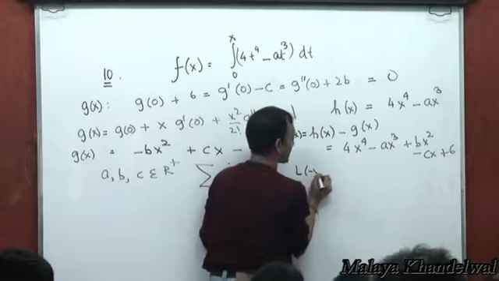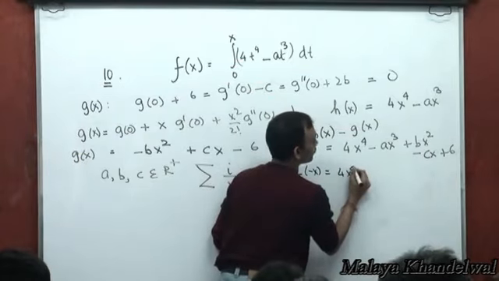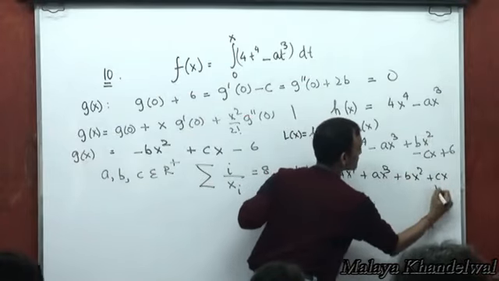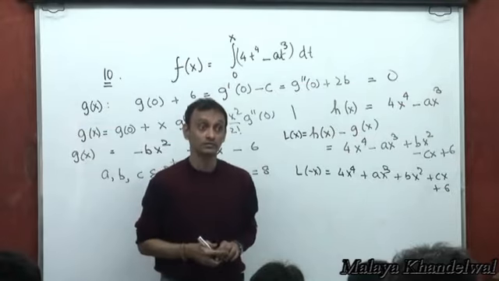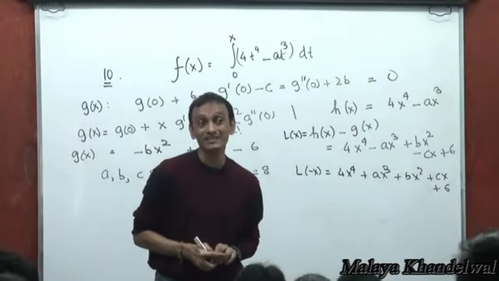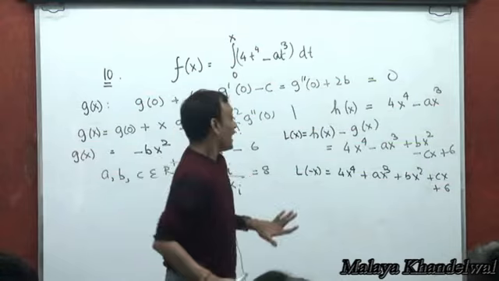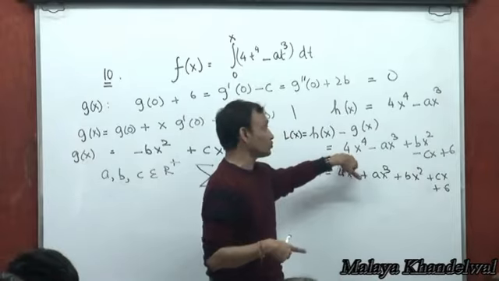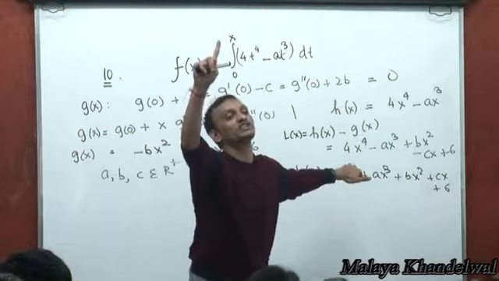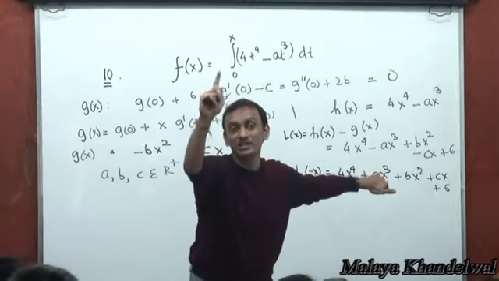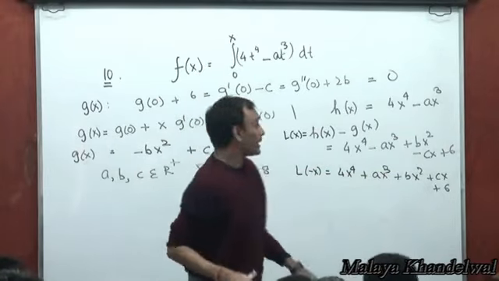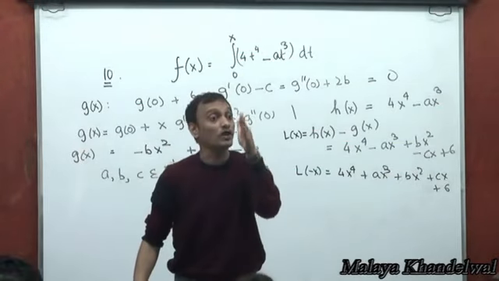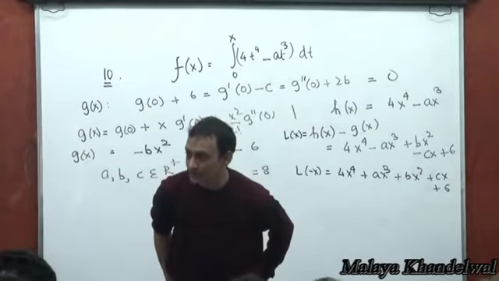If you look at L(-x), that's 4x^4 plus ax^3 plus bx^2 plus cx plus 6. No change of sign. That means no negative real roots, and all roots are real. If it has no negative real roots, all the 4 roots must be positive and real. Yes or no? That means these x1, x2, x3, x4 are all positive real numbers. Is that all right?